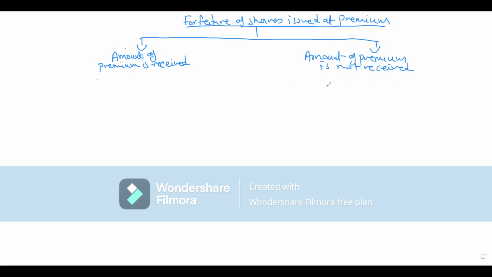Now, first of all, let us try and understand the journals first. Then I will give you an example. I think that will be better. Amount of premium is received. In this case, your journal entry will be the same as the journal entry that I taught you for forfeiture of shares issued at par. When the premium amount is received, your journal entry will be the same.